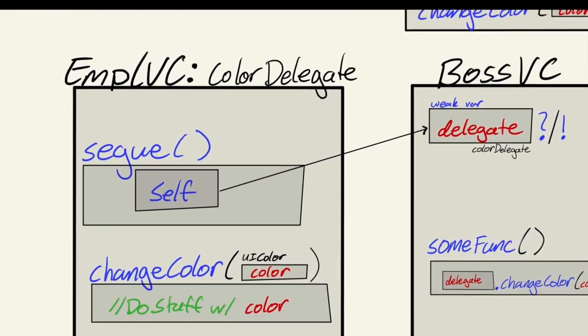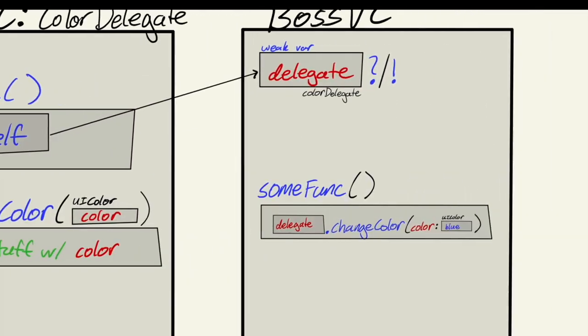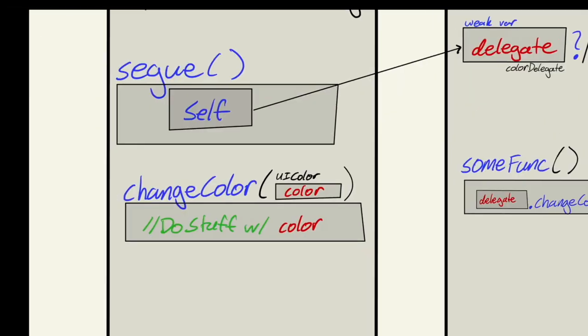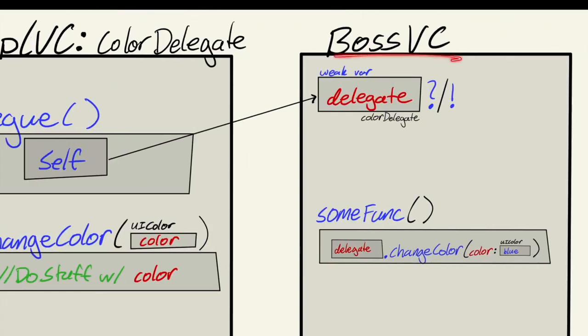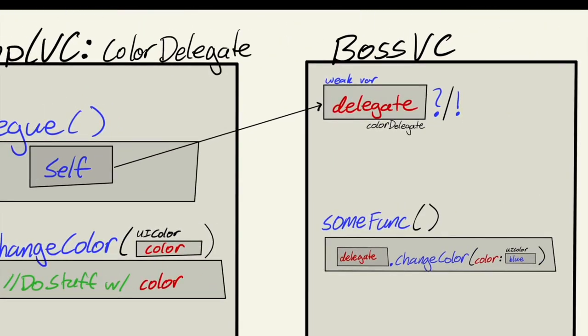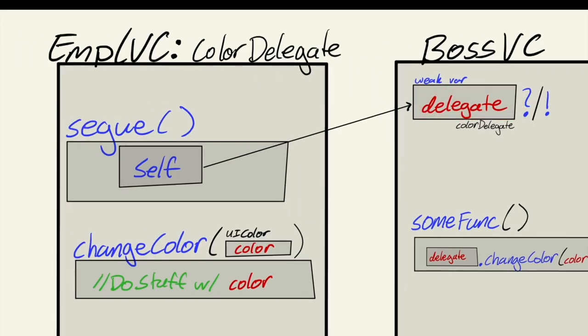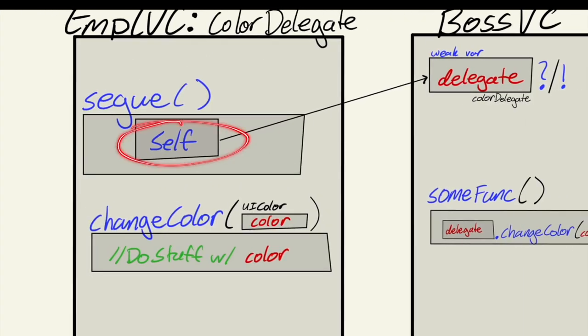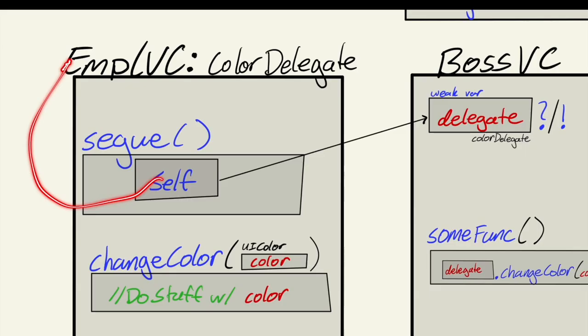So coming over to look at our employee VC, when you're pulling up, say we're going from our employee VC to our boss VC, we're going to initialize this delegate variable as self. And in this case, self is representing employee VC.